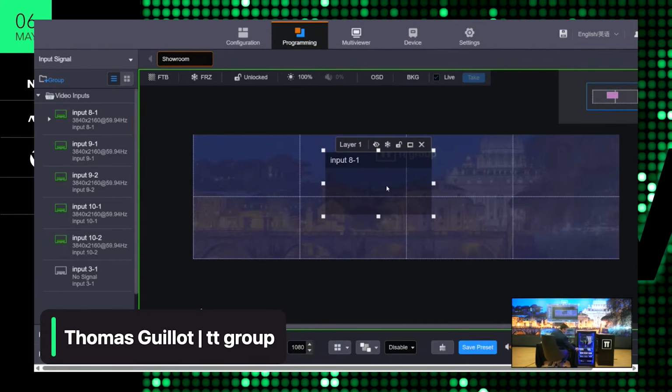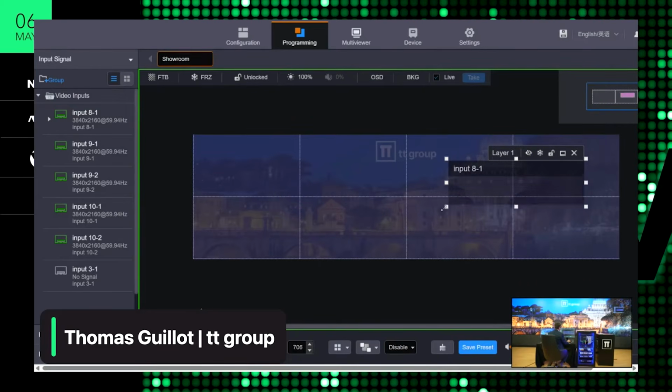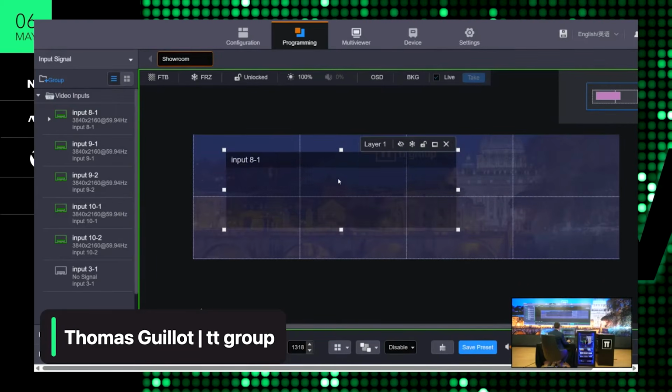So I'm now displaying on the LED wall. I'm using the SDVoE card as a decoder. And because you have all the attributes of a video wall controller, you can display at any size and any position on the video wall with a lot of flexibility.